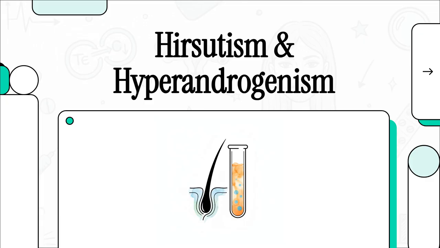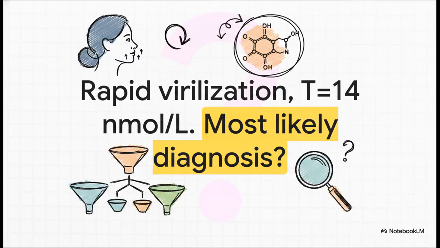Let's jump right in. Okay, so picture this classic board presentation. You've got a female patient presenting with rapid onset virilization, and her total testosterone level is sitting at 14 nanomoles per liter. So, what's the most likely diagnosis? I want you to keep this high-yield question right in the back of your mind as we work through our diagnostic funnel today. By the end of this explainer, the answer is going to be second nature to you.